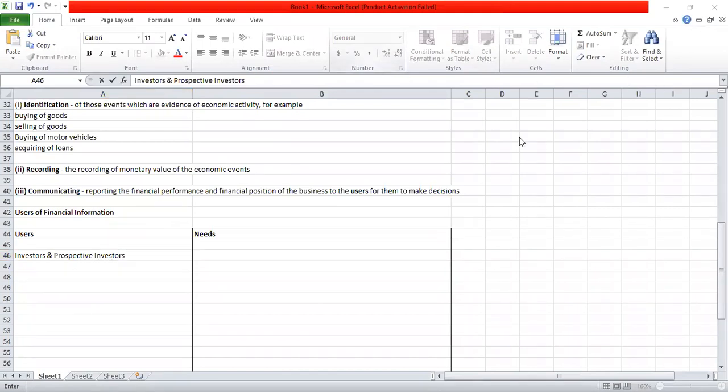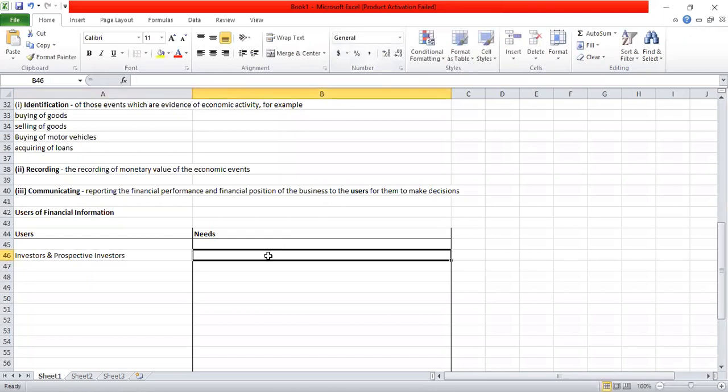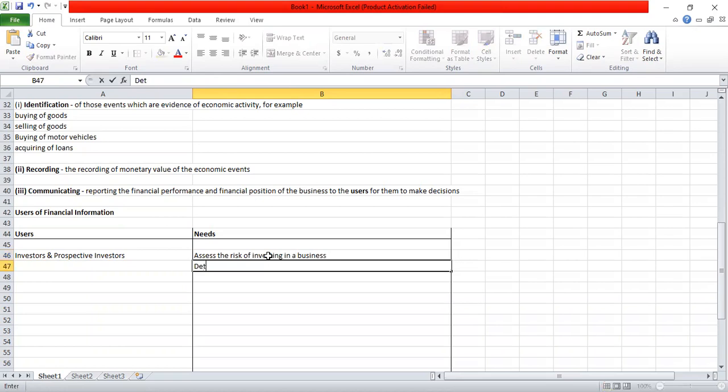Right. So we're saying these investors, they assess the risk of investing in a business. And also they use the financial statements to determine the returns or expected returns. They will check, am I making a profit from the money that I've invested?